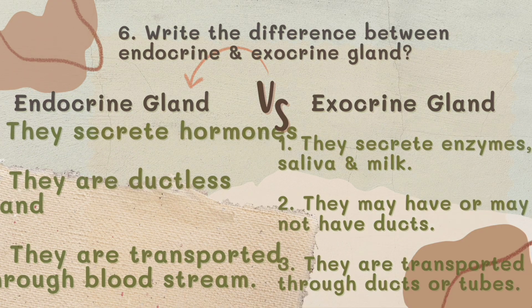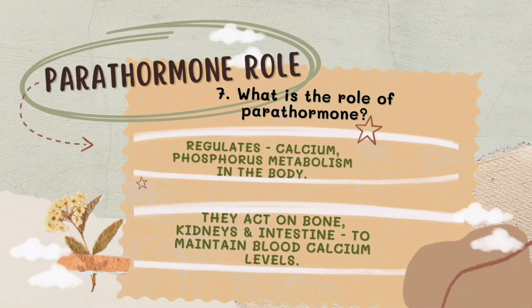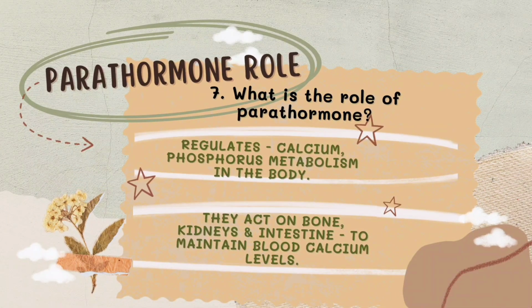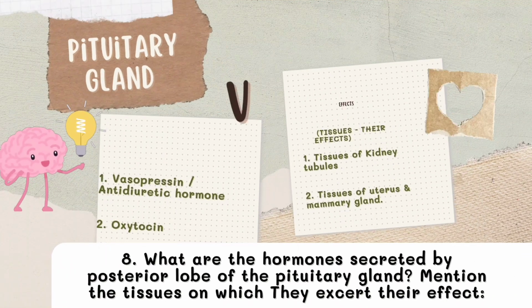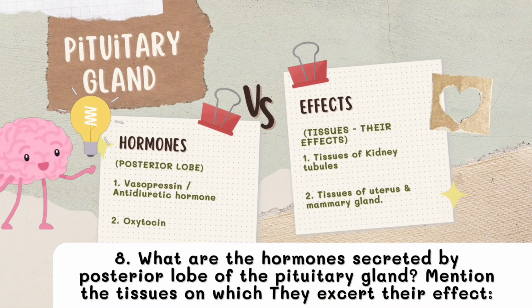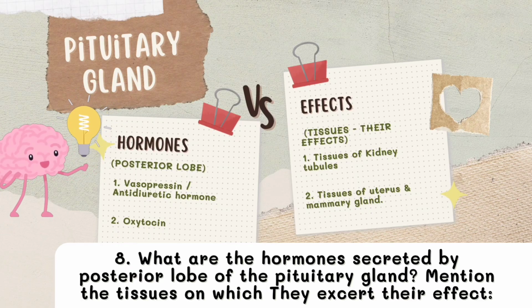What is the role of parathormone? The parathormone regulates calcium and phosphorus metabolism in the body. It acts on bone, kidney, and intestine to maintain blood calcium levels. What are the hormones secreted by the posterior lobe of the pituitary gland? Mention the tissues on which they exert their effect. Vasopressin or antidiuretic hormone acts on tissues of kidney tubules. Oxytocin acts on tissues of the uterus and mammary gland.